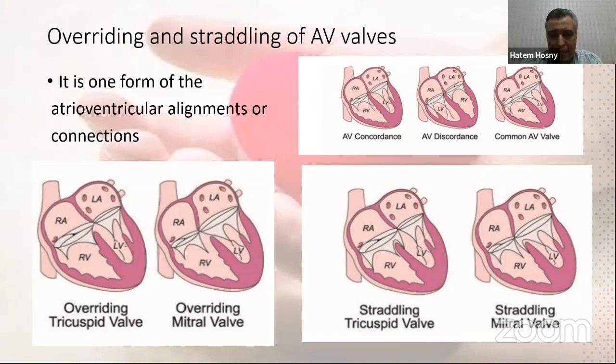Straddling means one or more of the cords crosses the VSD and gets attached to the other ventricle. So to close the VSD, technically we need to cross these cords. Technically, we have to cut them to be able to separate both ventricles. So it depends.